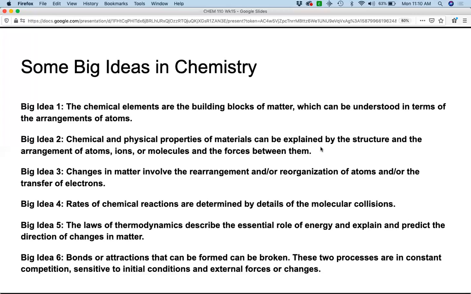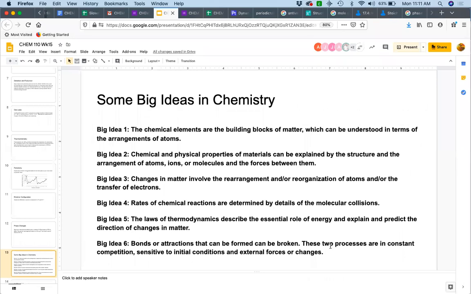And then you're going to notice that the laws of thermodynamics are really essential in describing the role of energy, and that helps us to explain and predict changes in matter. That includes things like changes in the states of matter or the phases of matter. And then the last big idea is that bonds or attractions can be both formed and broken, and that those two processes are in constant competition, whether I'm forming a bond or breaking a bond, and they're going to be sensitive to my initial conditions and then to any external forces or changes. So the reason why I wanted to share this with you is because it's really easy sometimes to get lost in the weeds, but sometimes it helps if you pull back and think about the big ideas.